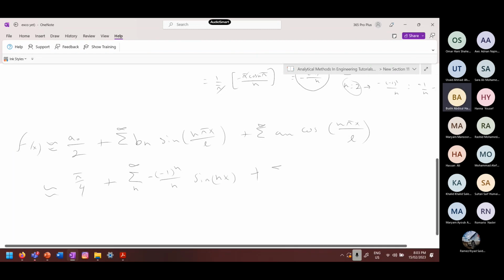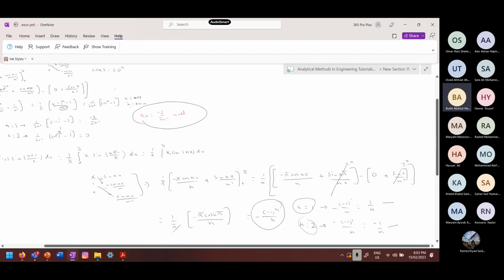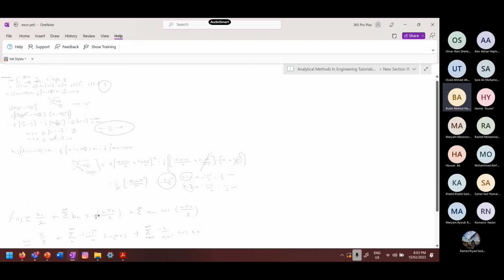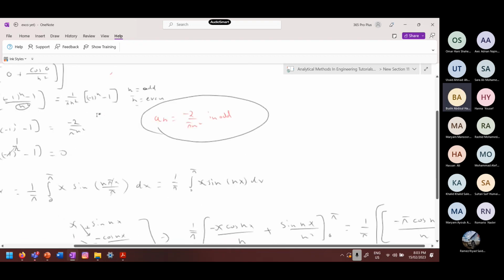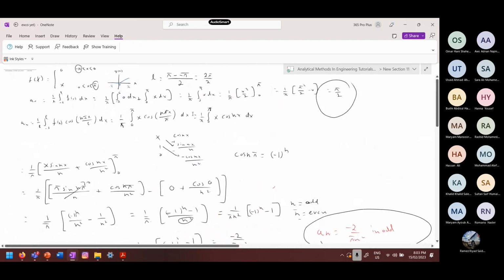plus summation n is odd. I prefer that you write it this way in the exam, and here infinity, and the an, which was negative 2 pi n squared cosine nx. Okay, this is the final solution. Do you understand what I did here, guys?